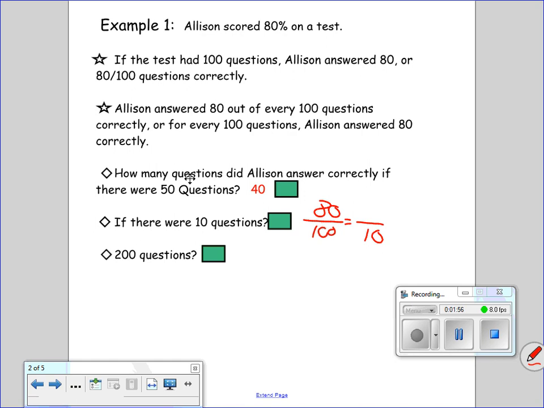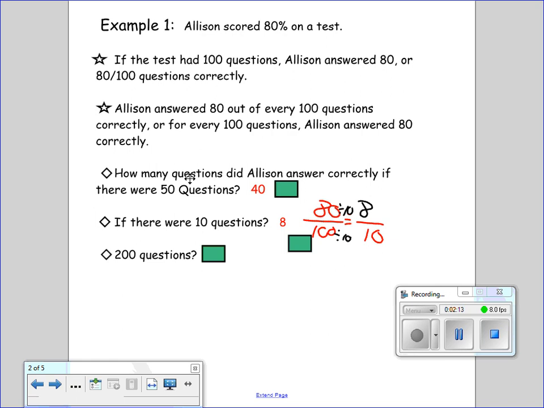Everything we've been doing since the very first unit of Unit 5 until now, it's all the same stuff. How does 100 get to 10? You're dividing by 10. So 80 divided by 10 gives me 8. She would have to answer 8 of them correctly.